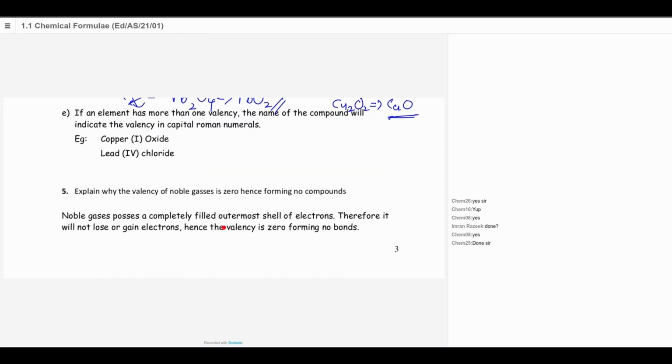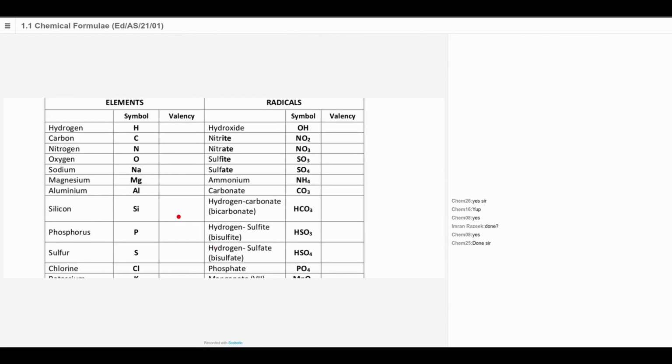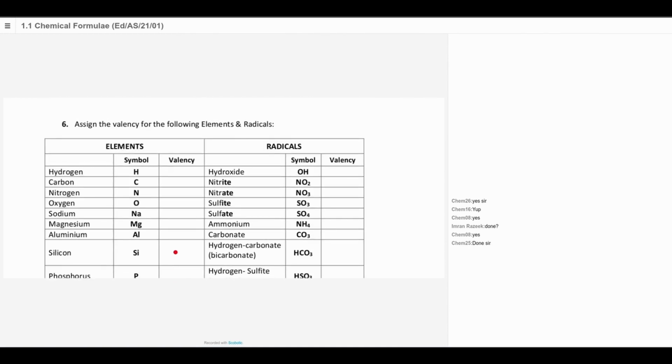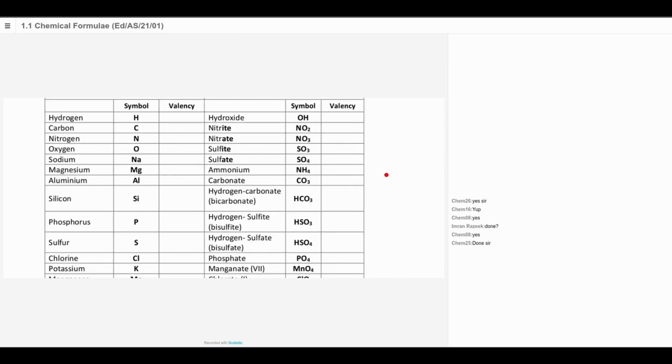Right, so we know why the valency of the noble gas is 0, because they have a completely filled outermost shell of electrons. So not always do you get elements combining to form a compound. Sometimes you get an element and a complex ion. Complex ions are ions which have more than one element with an overall charge, right? As for the valencies of the elements, you're not supposed to memorize them. You can derive the valencies with the help of the periodic table. Suppose it is a multivalence element, then again the valency will be mentioned in capital Roman numerals in brackets.